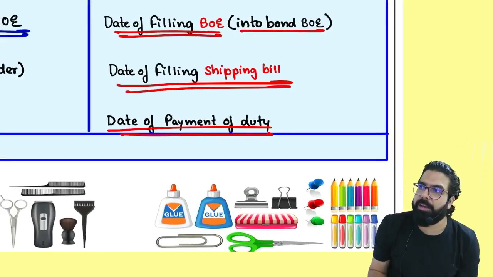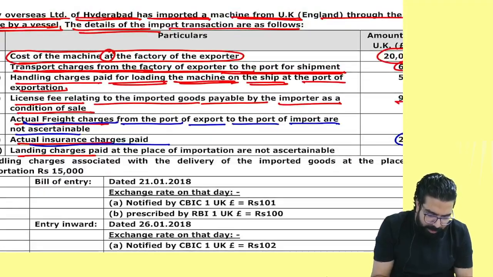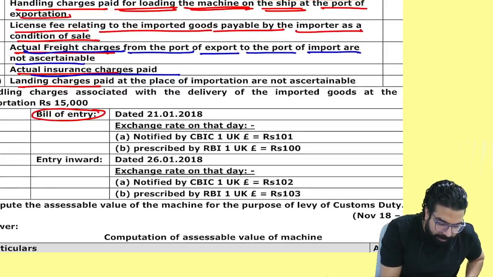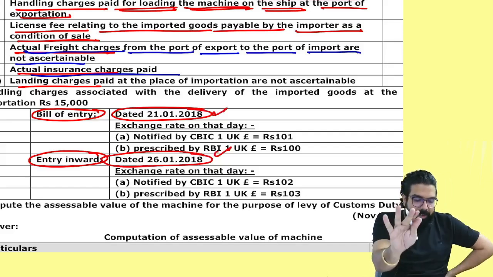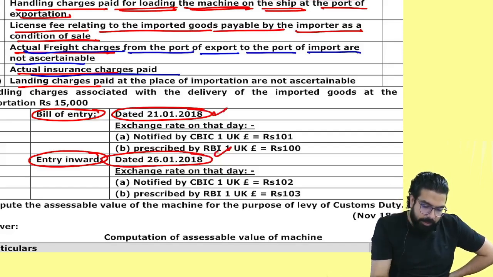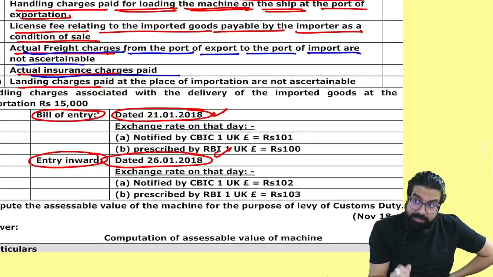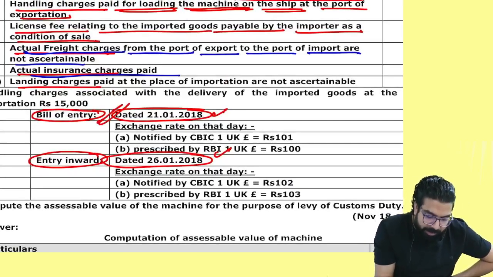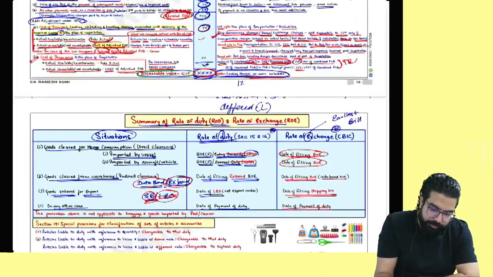Please tell me everyone, are we clear till here? Okay, if you are clear, in this question only you tell me. Can you tell me which day's bill of entry will be taken? Bill of entry here and entry inward is over here. Which is later? Okay, exchange will be taken of which date? Exchange is the earliest bill. So which date? 21st. CBIC or RBI?